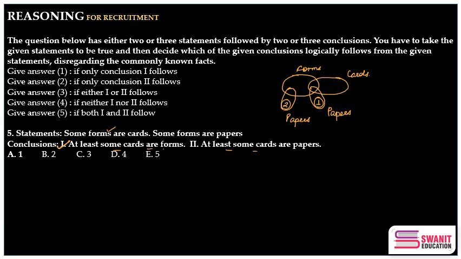Now, according to the directions, it says give answer 1 if only conclusion 1 follows. So therefore, my answer is 1. That's option number A. So such an easy question if you know the concept of syllogism and Venn diagrams. Let's take another question.